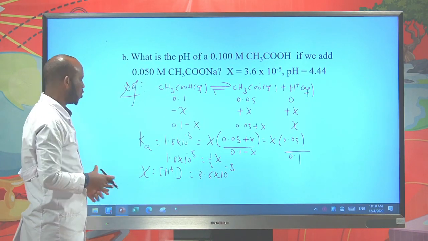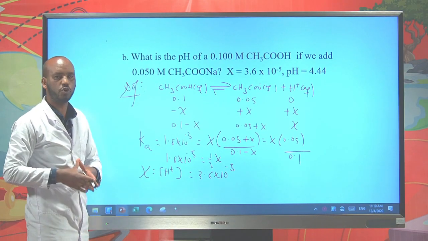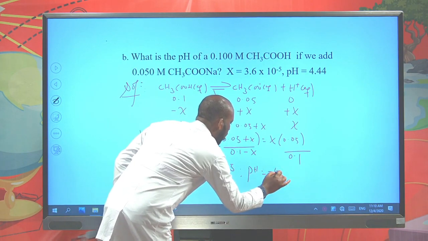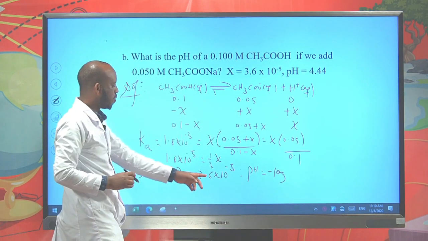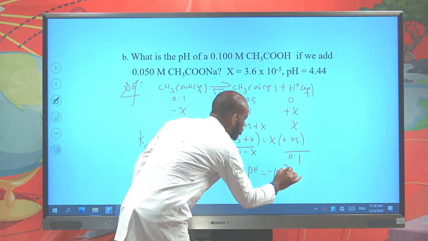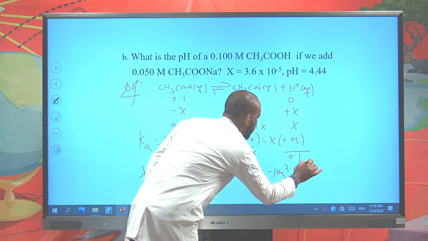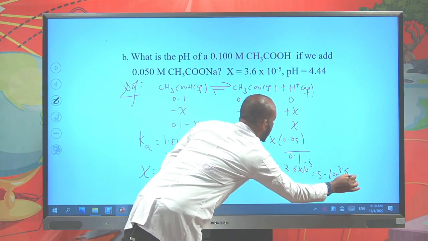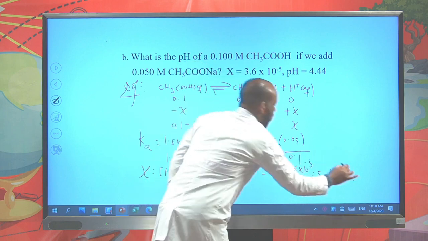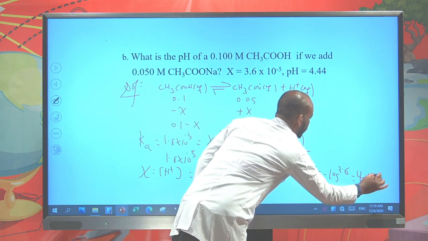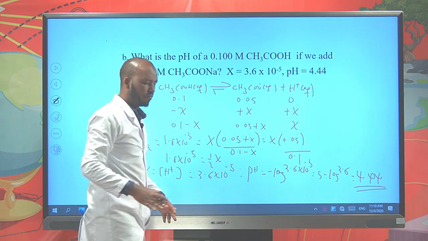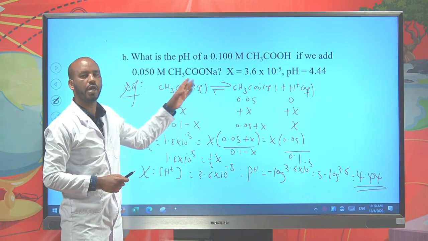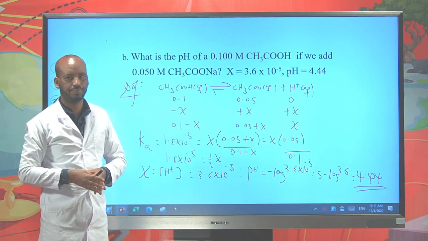Now the pH of this solution is the negative logarithm of the hydrogen ion concentration. pH equals minus log of H+ concentration, which is 3.6 times 10 raised to minus 5. That equals 5 minus log 3.6, which equals 4.44. This is the pH of the solution after adding a substance that can provide a common ion, acetate.